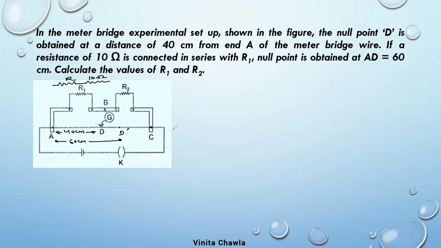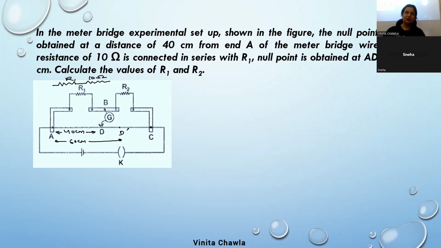Okay. We have to calculate the values of R1 and R2. Null point is the point where galvanometer shows no deflection and a bridge is balanced. यही होता है ना null point, जहाँ पे galvanometer deflection नहीं show कर रहा और bridge balance हो. So how do we write for balance condition? We write for a meter bridge, ratio of the resistances R1 by R2 is equal to length of this section of wire. Yes, it's AD by CD.